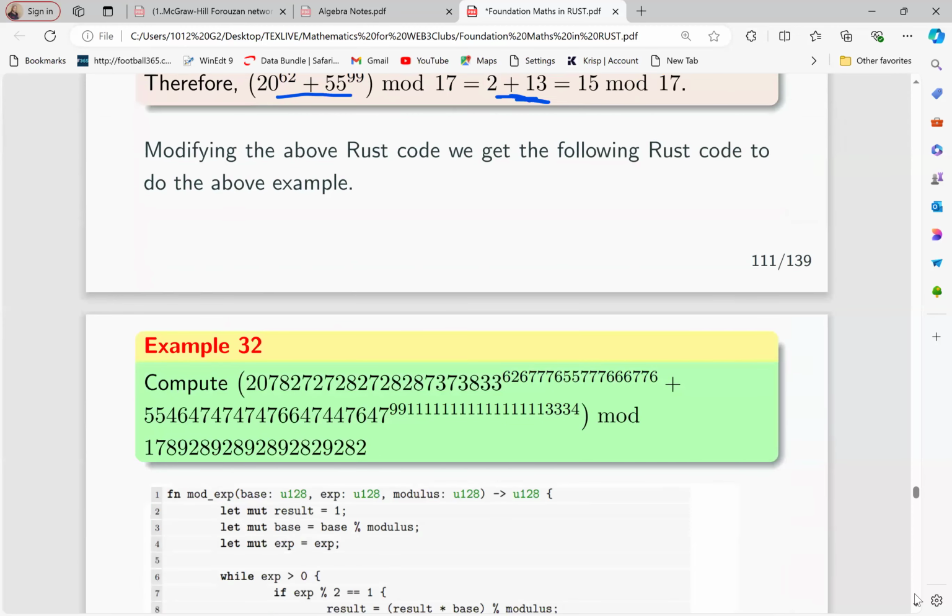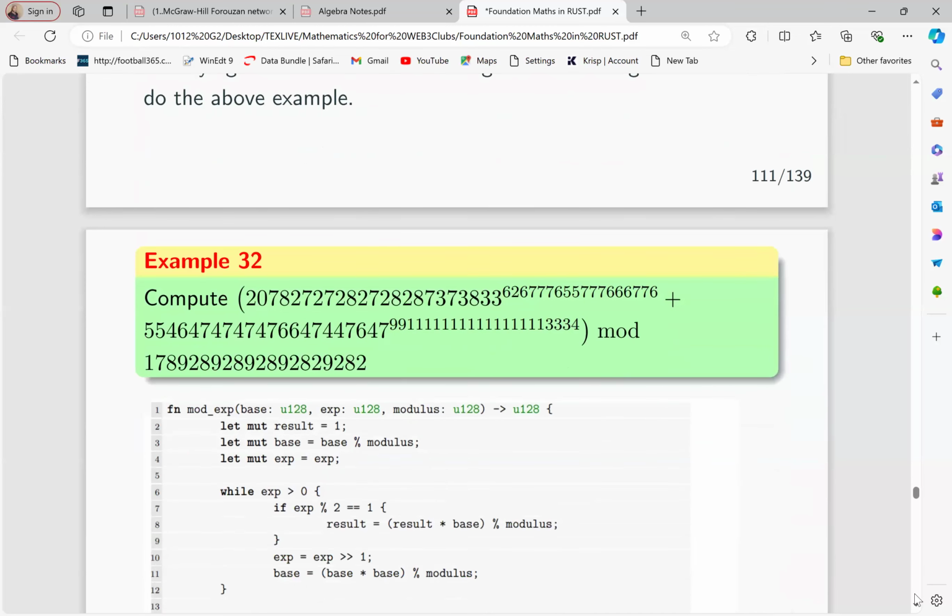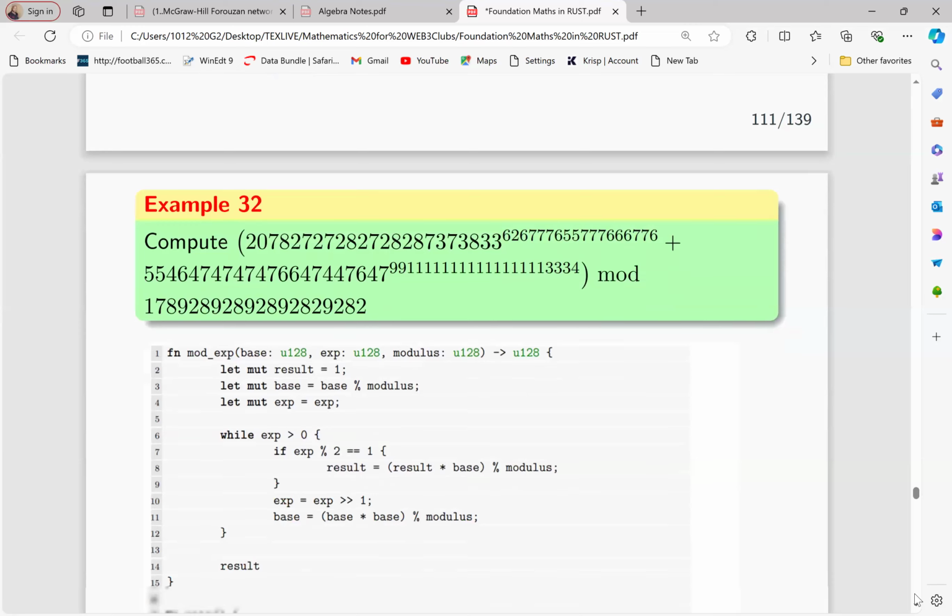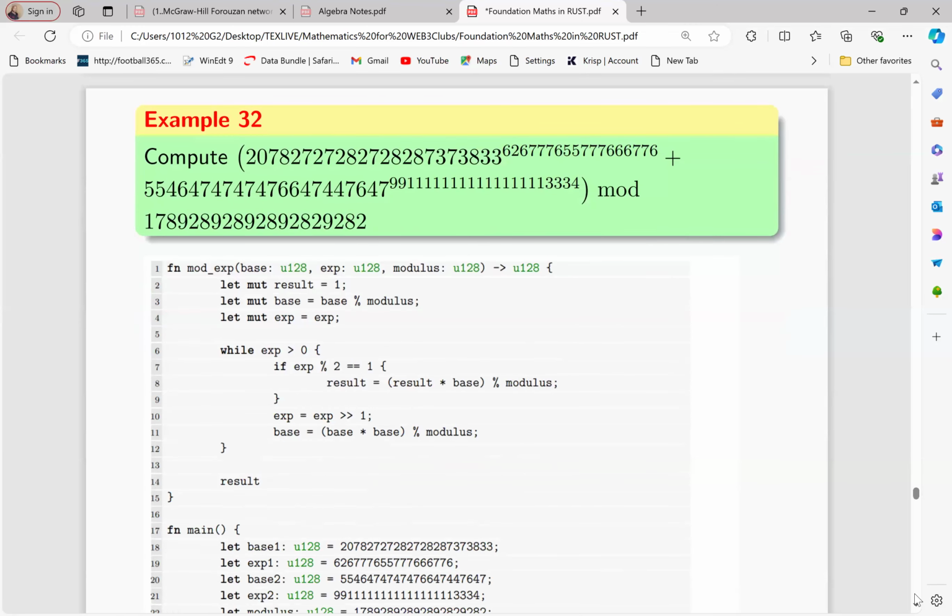Now that is if you have a smaller number, but now I have a bigger number, and since I have a bigger number, I want to use the Rust code and see how it works. It's just the same Rust code as above. The first part is the same. The second part is the same. This part is the same.